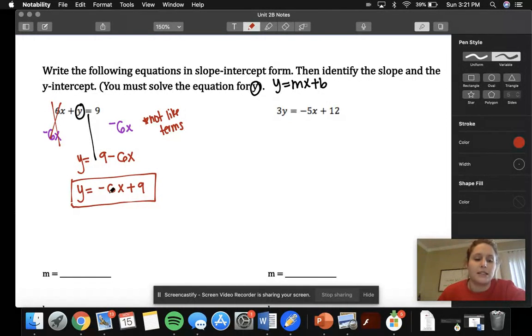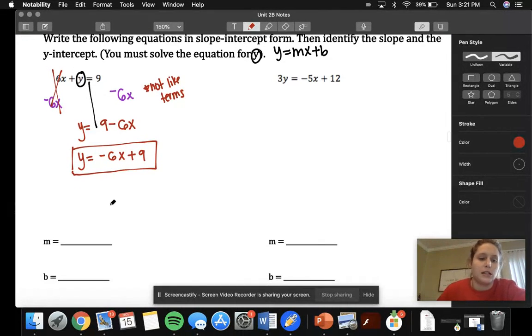Okay. So now I can see that my slope is the -6. As a ratio, that would be a -6:1 ratio. And my y-intercept is 9. Or as an ordered pair, it would be 0, 9.